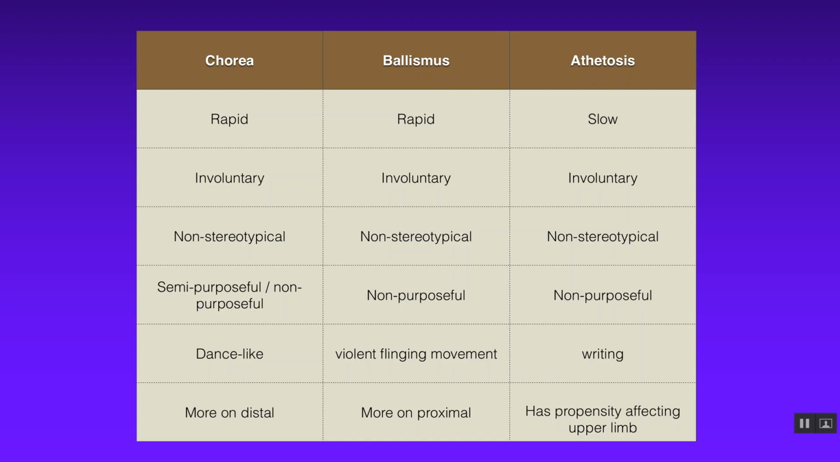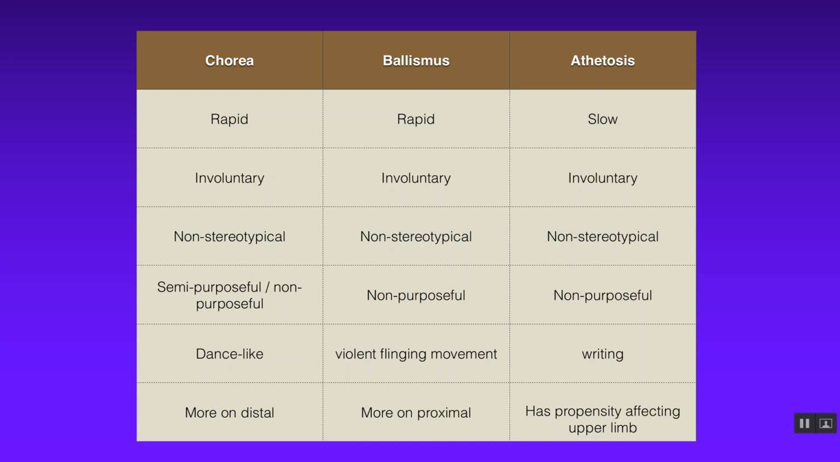So you can see here, this is showing you some characteristics of these different types of movements. There's some commonality in some areas, and then there's something that usually makes them unique or separates them. So if you look at chorea, ballismus, and athetosis, for the speed of the movement, chorea and ballismus tend to be more rapid, where athetosis is the slower movement. They're all involuntary. They are all non-stereotypical in nature. They don't do the same movement over and over again. They look a little different each movement.